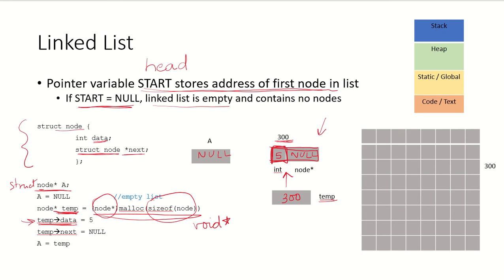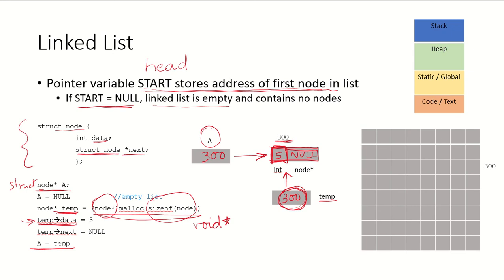Now, to have the head pointer pointing to this new node, I will have to update the value of A to temp. So the address of the new node is available in temp. If I update this value of A and make it 300, that means now this head pointer will start pointing to this new node which is at address 300. So this is the way we have added a new node in the list.